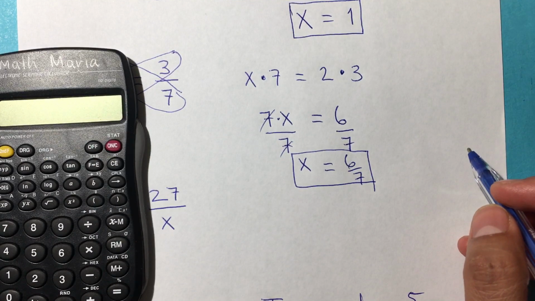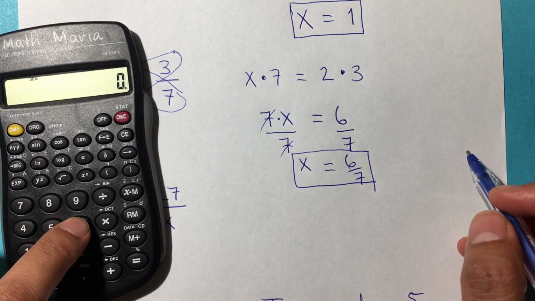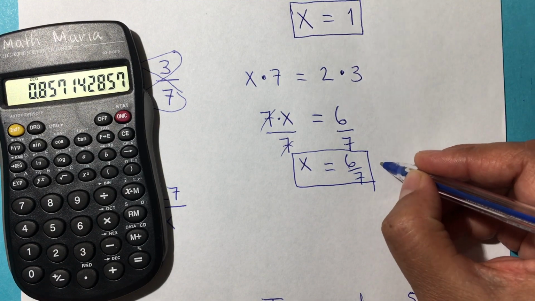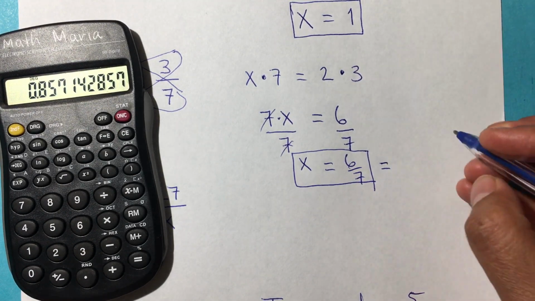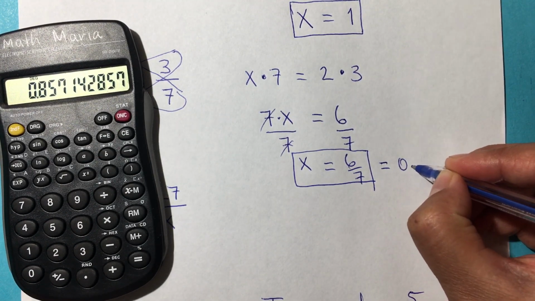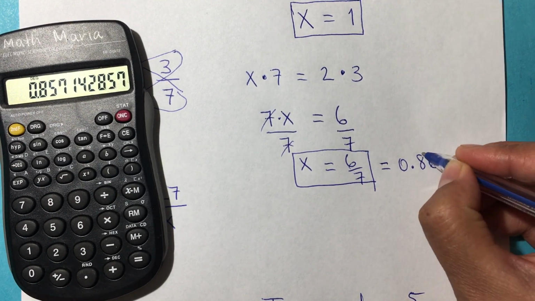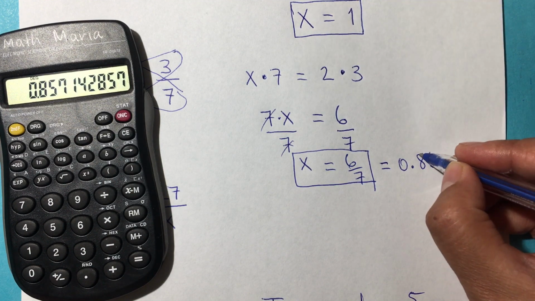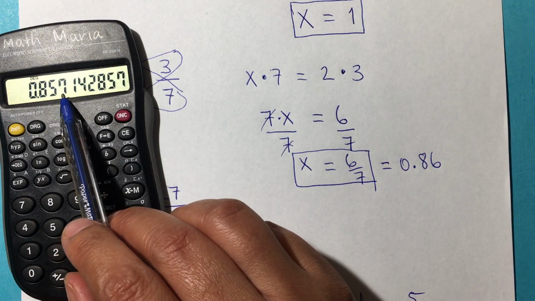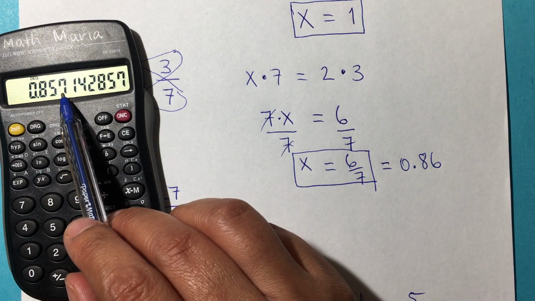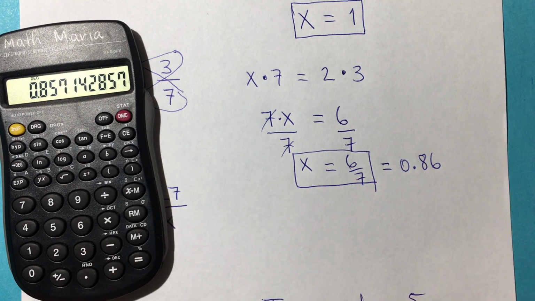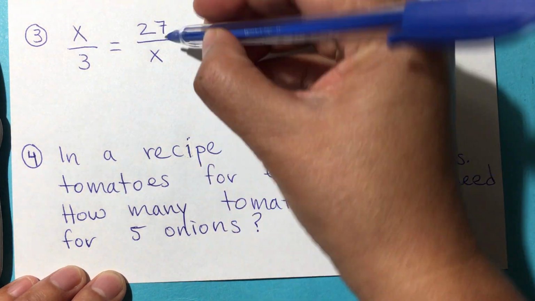But if they ask in decimal form, then you just divide 6 divided by 7 equals, and you can round it. It's not exact, but it's 0.86 if it's to the hundredths. Okay, and the reason is because the third number is, if it's 5 or more, then it gives 1 more to the hundredth.